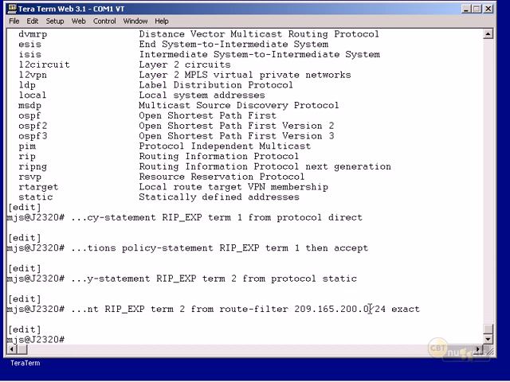Okay, beautiful. We're not done yet with term 2. We want to go back and say, okay, in term 2, if it's a static route and it matches the route filter, then we want to do something.